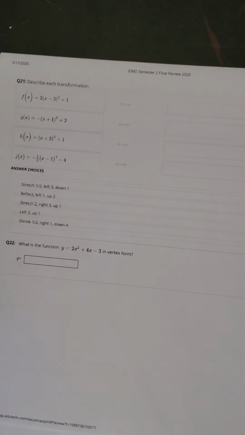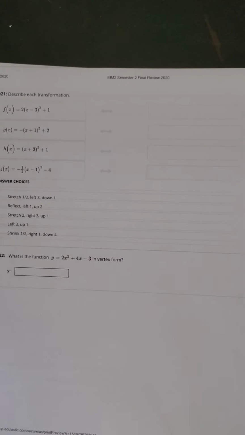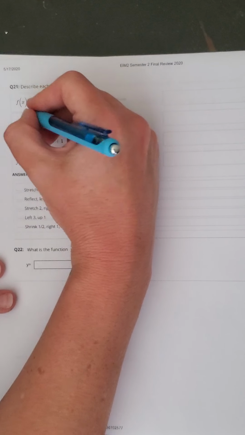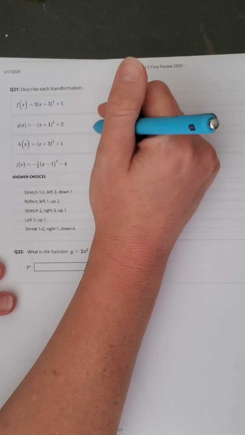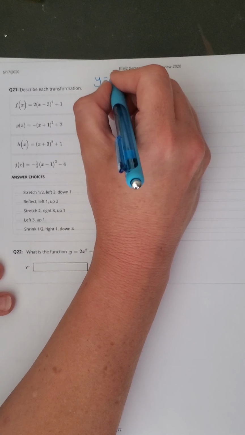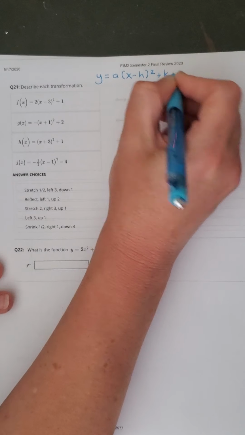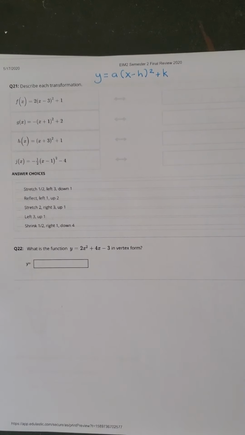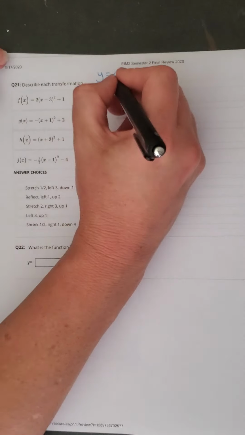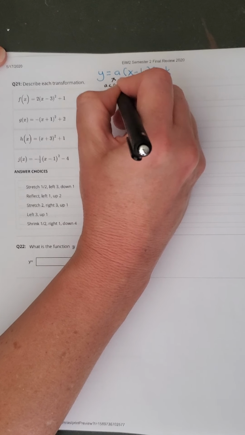Describe each transformation. So first, I'm going to write the standard form. Well, let me double check that you can see where I'm at. Oh, there. Okay. So the standard form, and it doesn't matter if you use f, g, h, whatever you want to use, right? I'm going to actually use y. y equals a times (x minus h) squared plus k. This is called vertex form. And what happens in vertex form is this number, if a is negative, this will be a reflection across the x-axis.